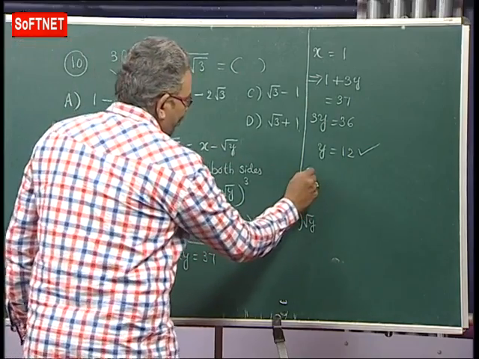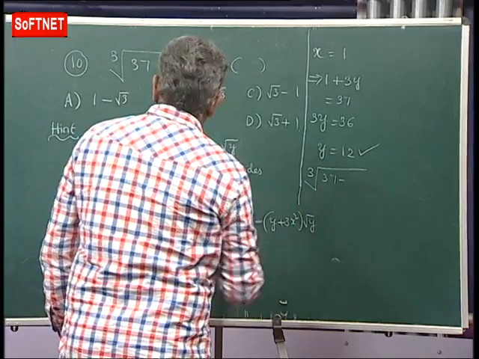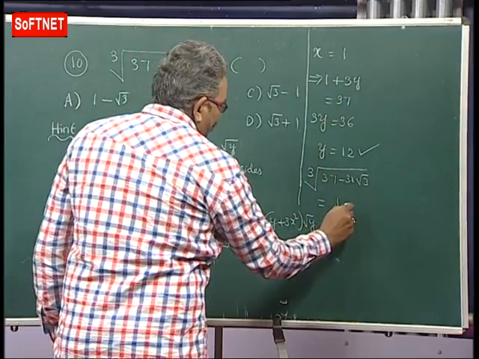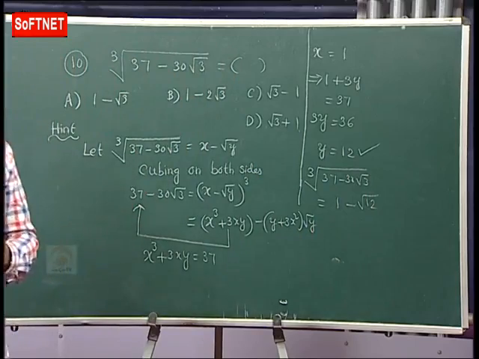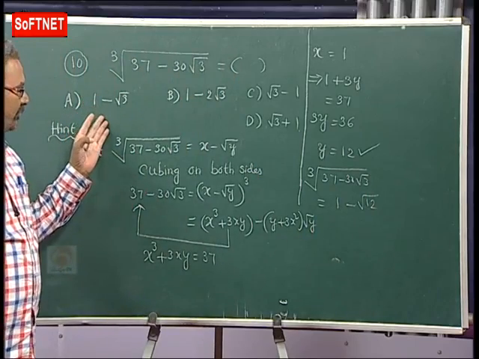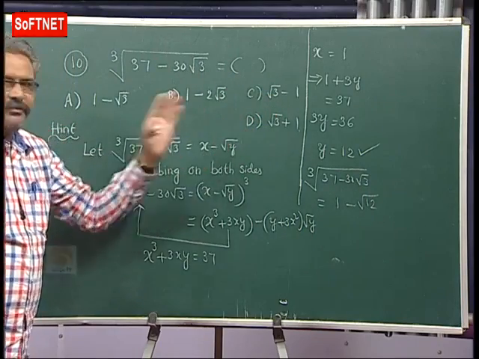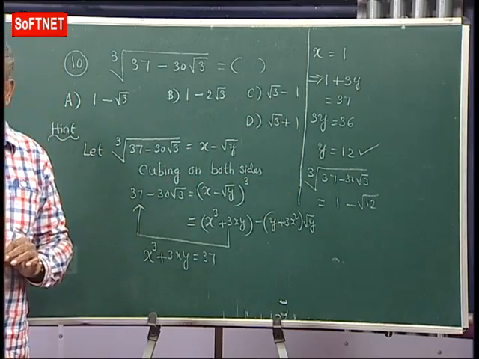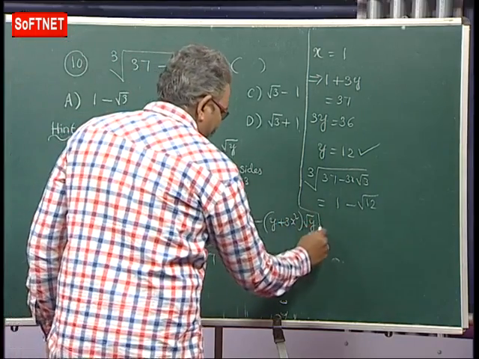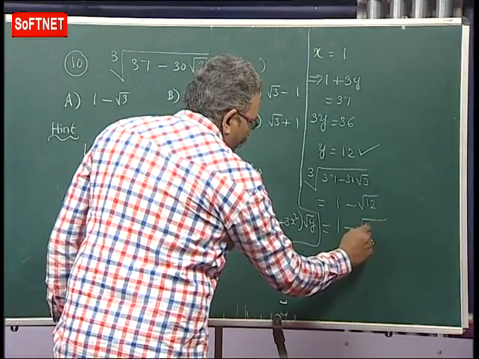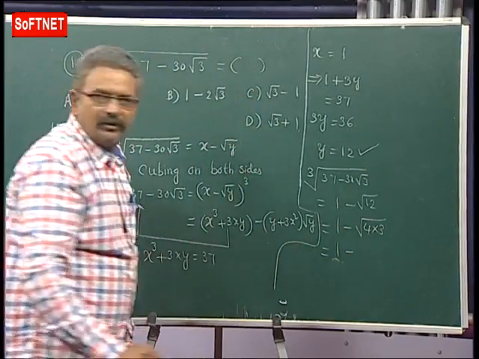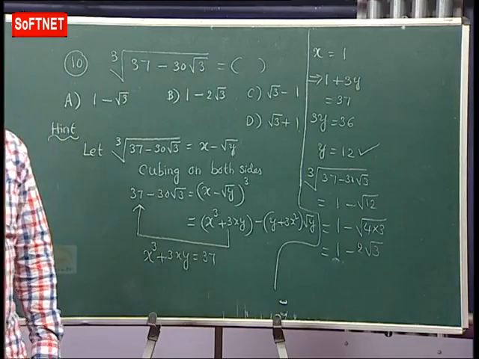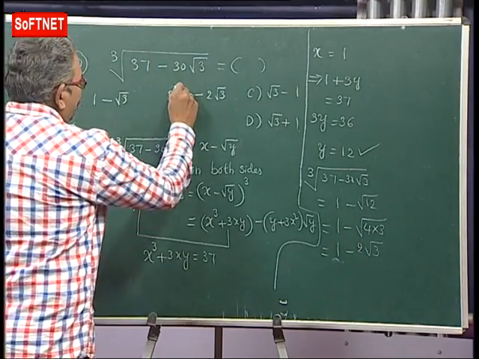So the answer is cube root of 37 minus 30 root 3 is x minus root y, 1 minus root 12. Just look for the answer. First option, second option, third option, fourth option. We may get confusion, but don't worry. Now root 12 is a pure surd. We have to change it as a mixed surd. So this can be written as 1 minus root of 4 into 3. So 1 minus, what is square root of 4? Yes, 2. This is 2 root 3. Now which is the right option? Yes, B will be the right option.